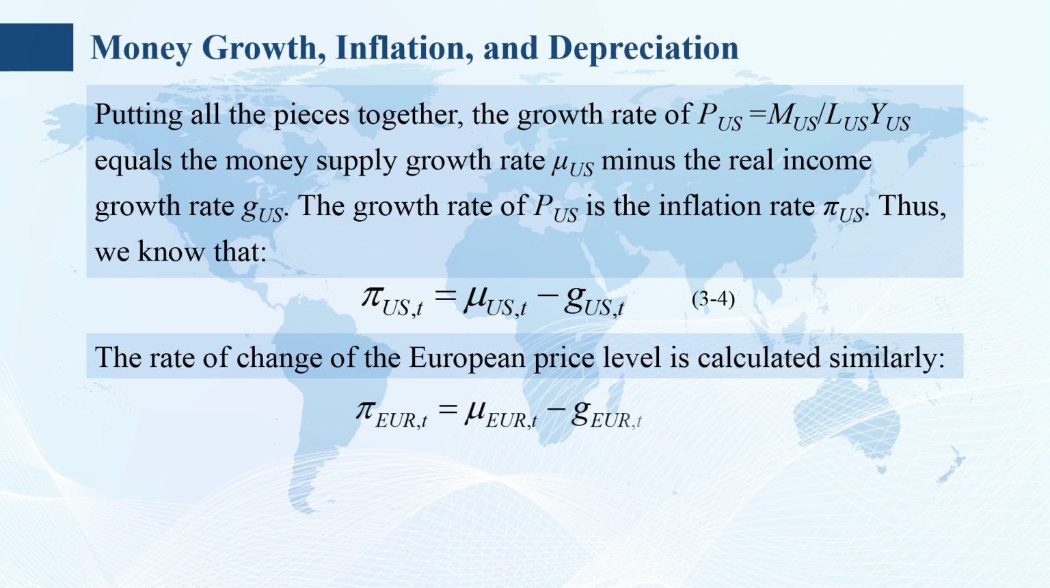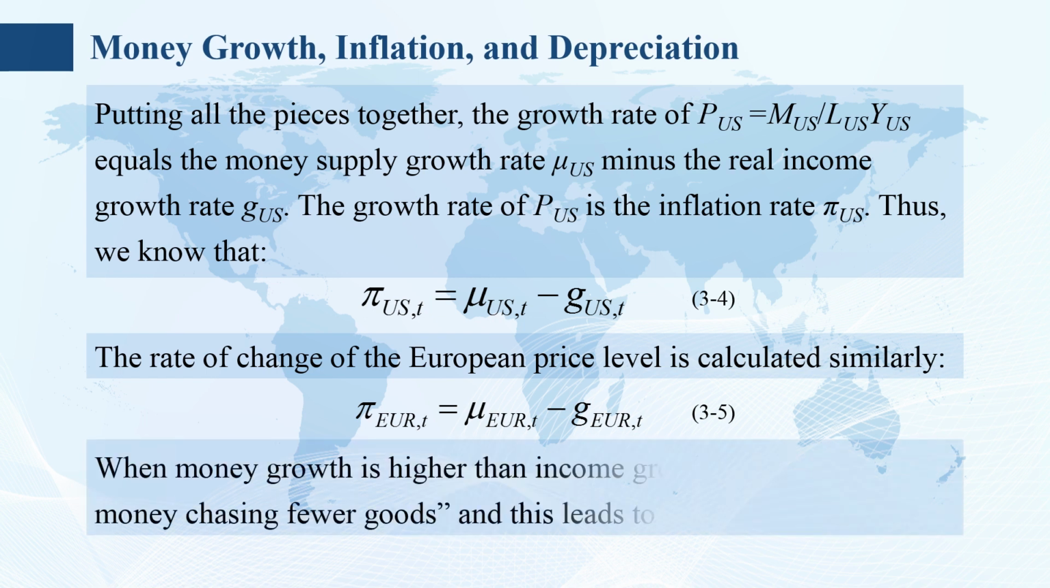The denominator of the third term of equation 3.3 represents the European price level. P_EUR is equal to M_EUR over L bar EUR times Y_EUR, and its rate of change is calculated similarly. Pi_EUR at time t is equal to mu_EUR at time t minus g_EUR at time t. When money growth is higher than real income growth, we have more money chasing fewer goods, and this leads to inflation.